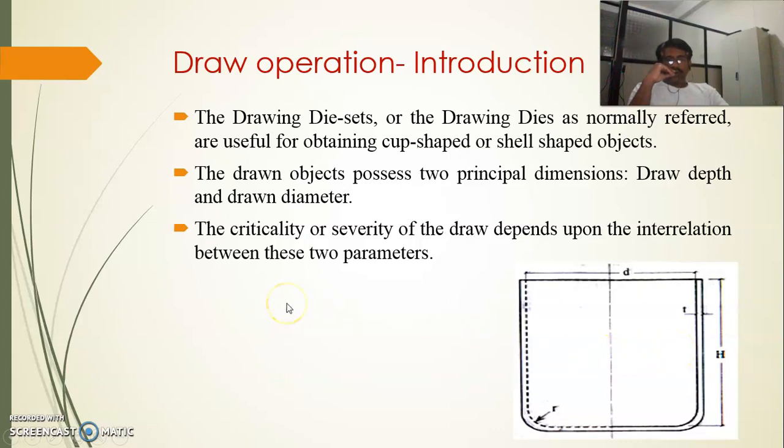The criticality or the severity of the draw depends upon the interrelation between these two parameters. That means how much height we require to be produced and for what diameter we require to go. So these two parameters are very important in consideration with the thickness of the sheet.